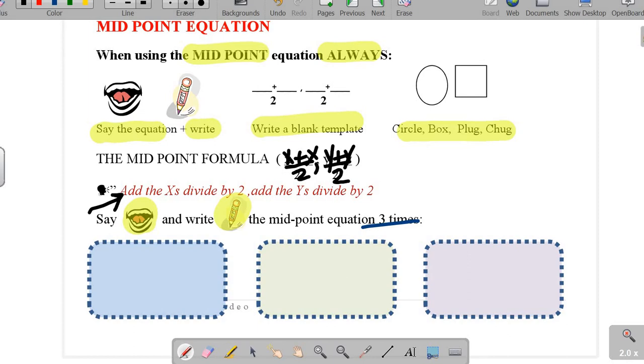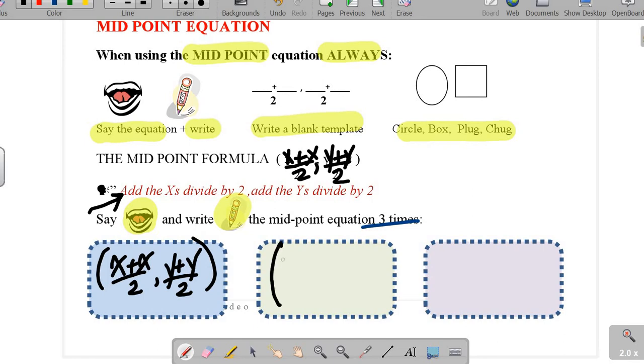Ready? The midpoint equation is add the x's, divide by 2, add the y's, divide by 2.